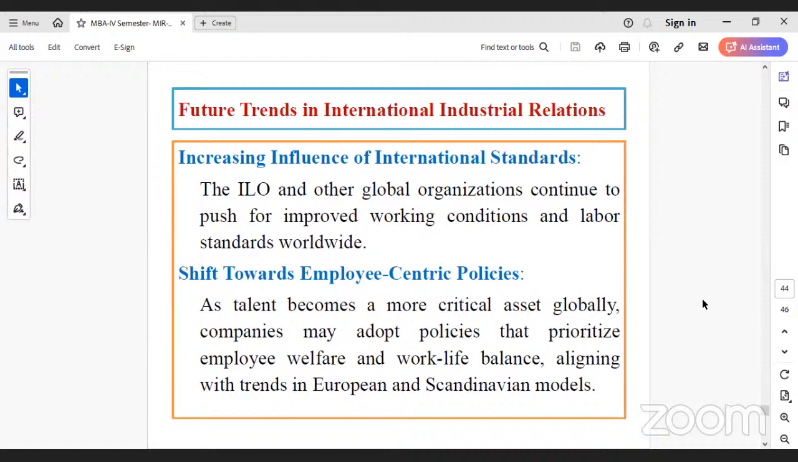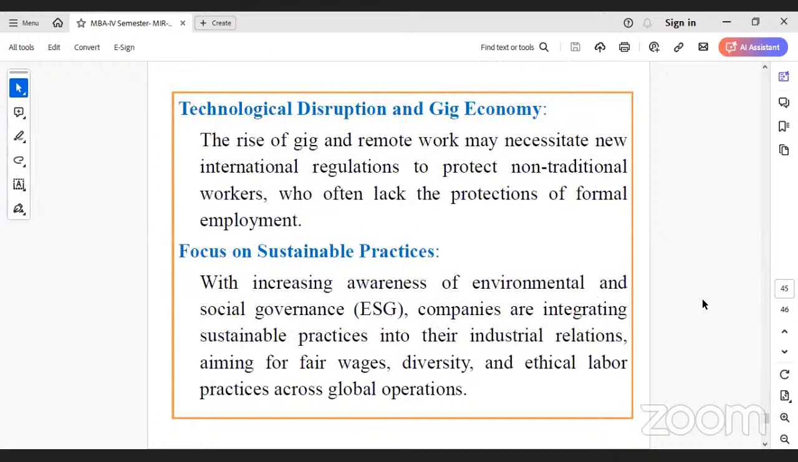As talent becomes a more critical asset, companies may adopt policies that prioritize employee welfare and work-life balance, aligning with trends in European and Scandinavian models. Next, technological disruption and the gig economy. The rise of gig and remote work may necessitate new international regulations to protect non-traditional workers who often lack the protections of formal employment.